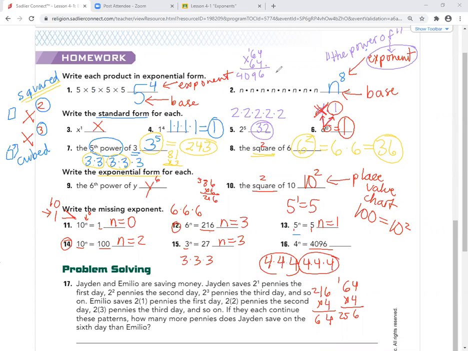So what I heard from John is that I know 4 times 4 times 4 is 64. And if I multiply 64 times 64, I know that it's going to be 4,096. So let's count up how many copies of 4 did I need to get to that product. 1, 2, 3, 4, 5, 6. So n equals 6.